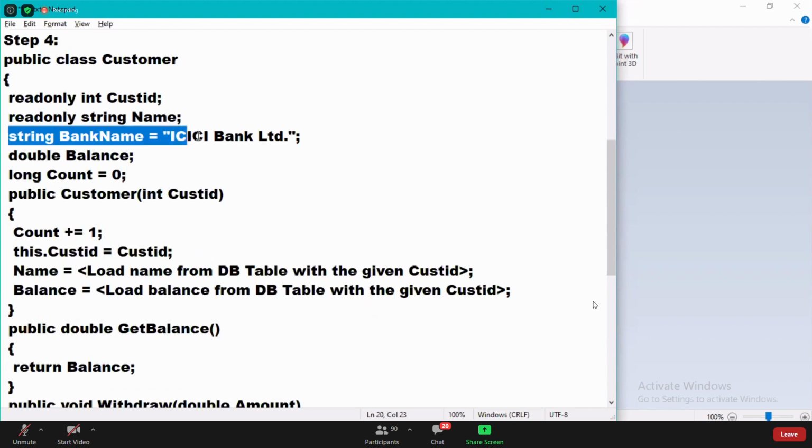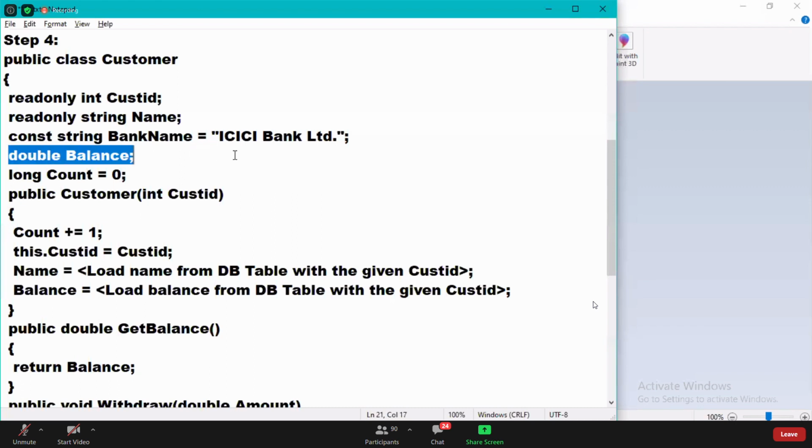Guess bank name. Bank name is constant. Perfect. This should be a constant. Why constant? Bank name is common for all. When it is common for all, we don't require multiple copies. Single copy is enough. Balance. Non-static. Perfect. Balance is non-static. Very perfect, guys.